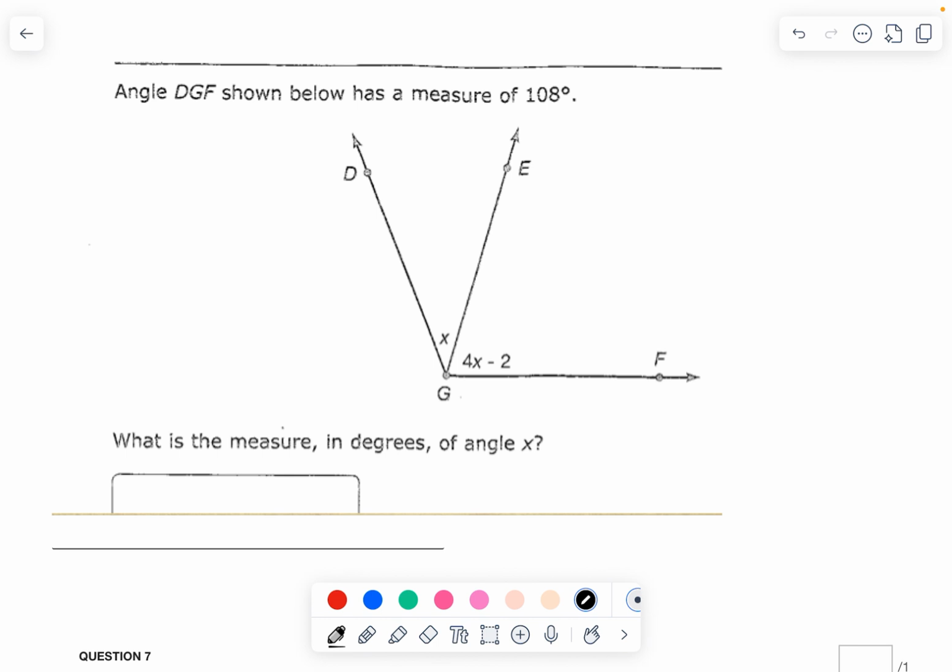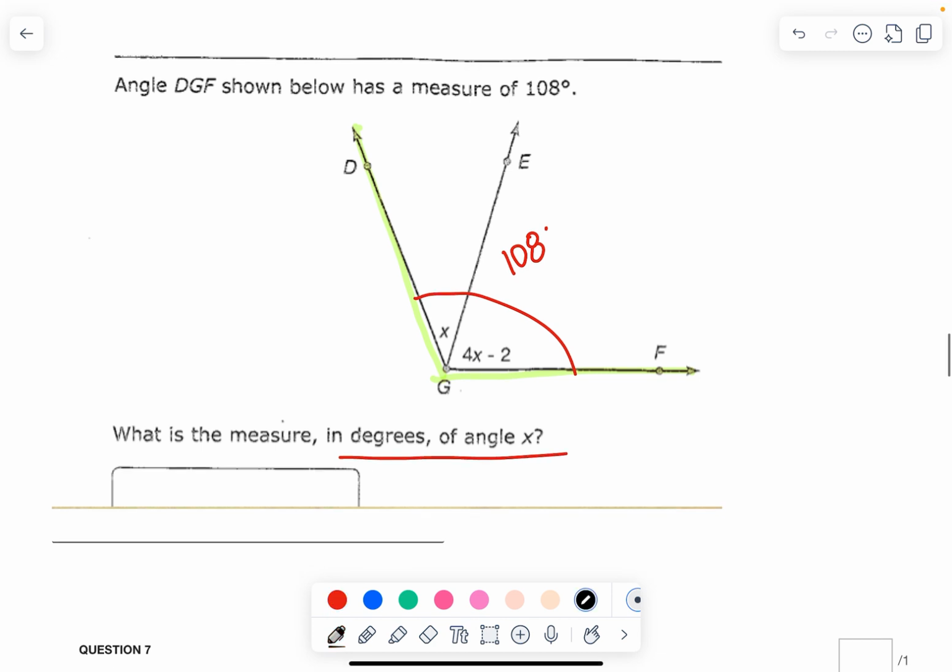All right, question 6. Angle DGF has a degree measurement of 108 degrees. So this entire thing is 108 degrees. So if I'm going to solve for x, I'm going to have to set it up to be 4x minus 2 plus x equals 108. Well, I can combine my x's. 4x plus x gives me 5x. Drop that 2 down.